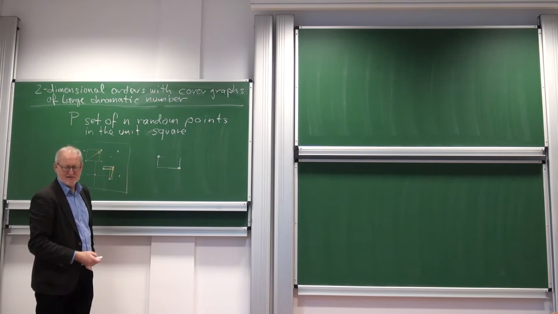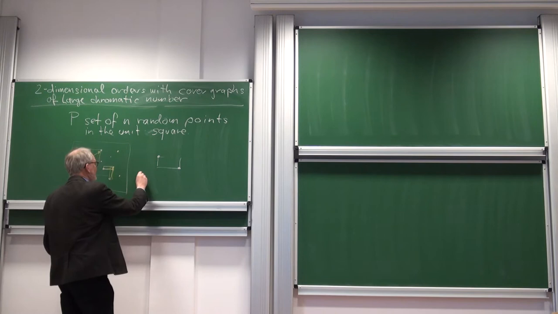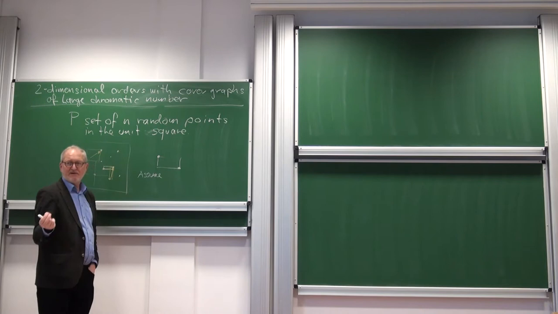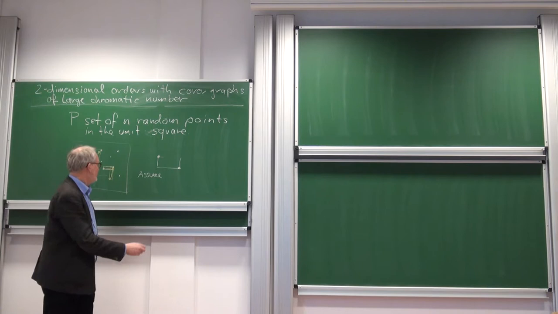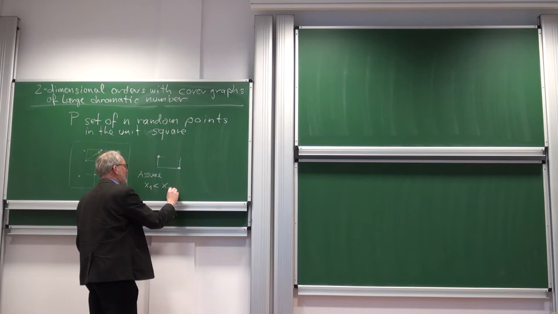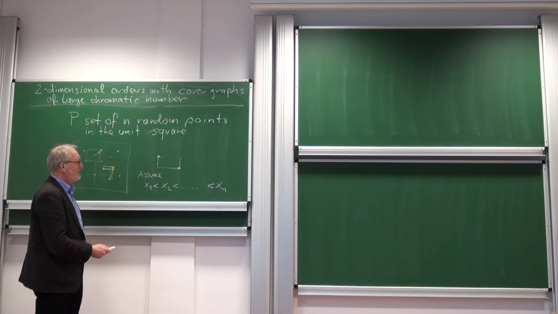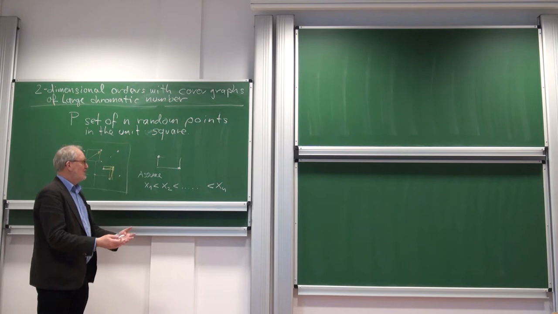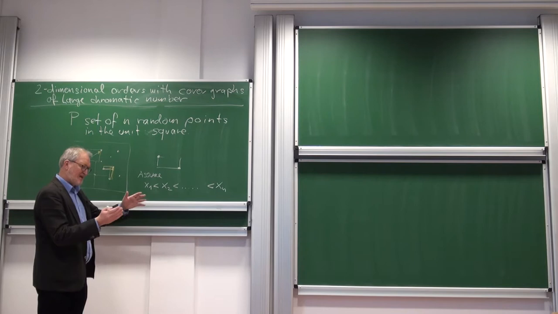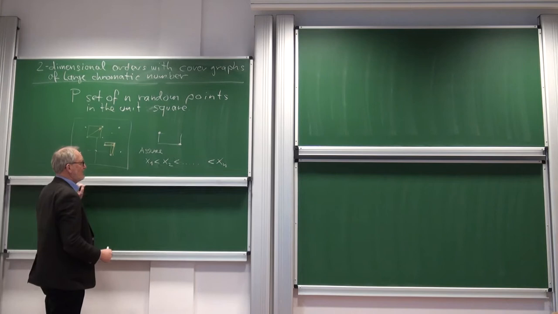Okay, so we begin by assuming the points have an x coordinate and a y coordinate, (xi, yi) is point pi, and we assume that the labels are such that the x coordinates are sorted increasingly. And now the cool idea in the proof is that we are going to disclose the y coordinates iteratively. We are going to refine the knowledge about the y coordinates step by step.